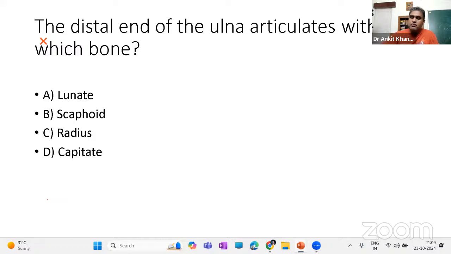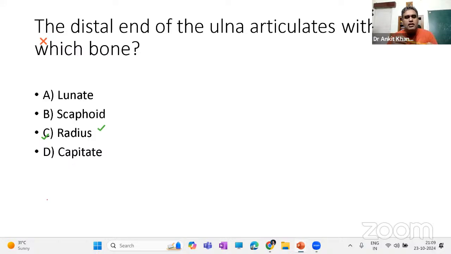The distal end of the ulna articulates with which bone? Distal end, that is the lower, rounded part of the ulna over here. That articulates with which bone? Actually, directly there is no bone over here. It is the articular disc over here. So the distal end of the ulna articulates with which bone?